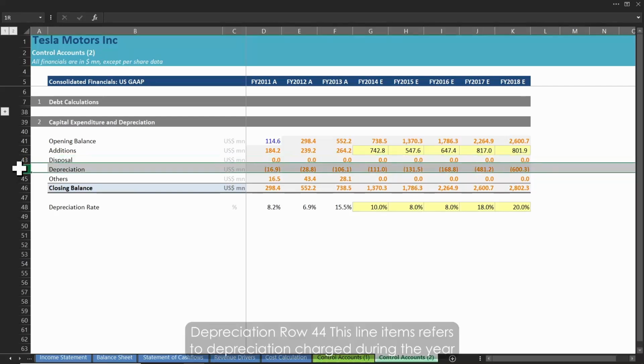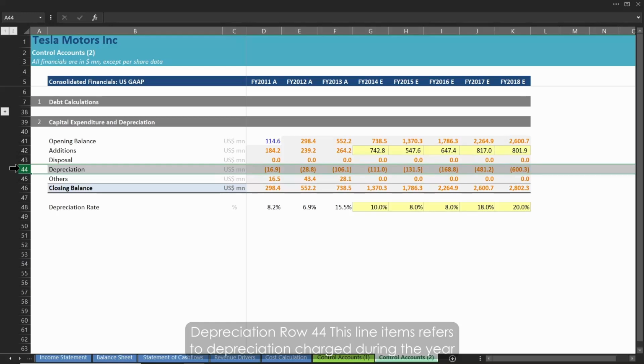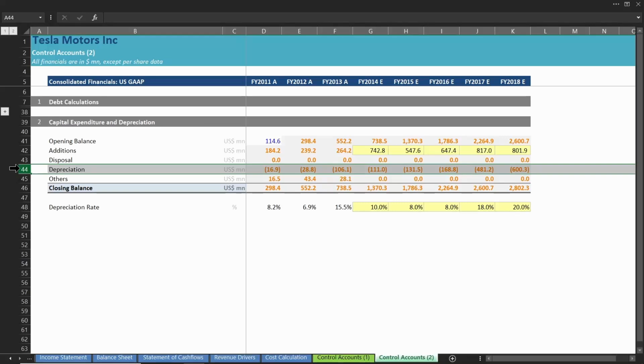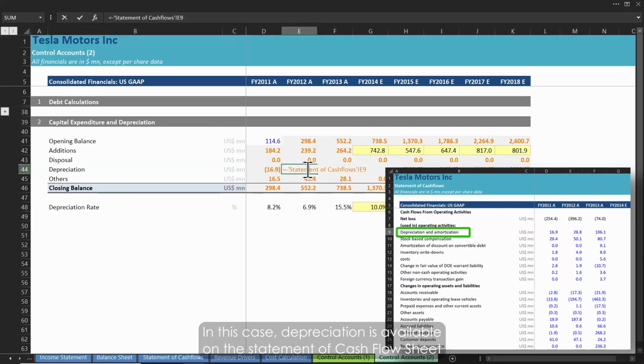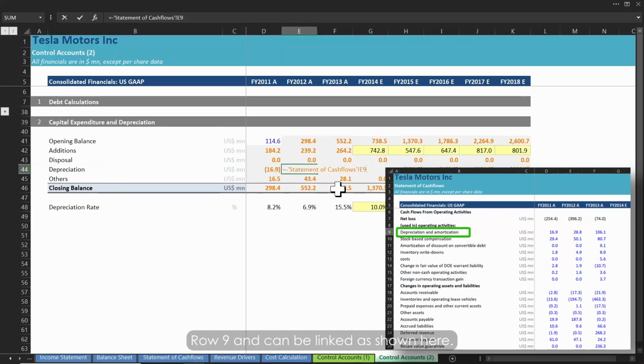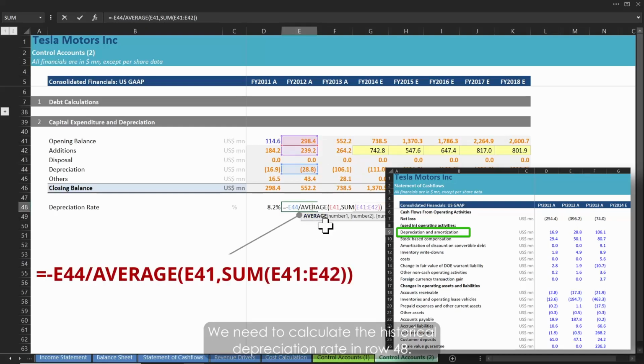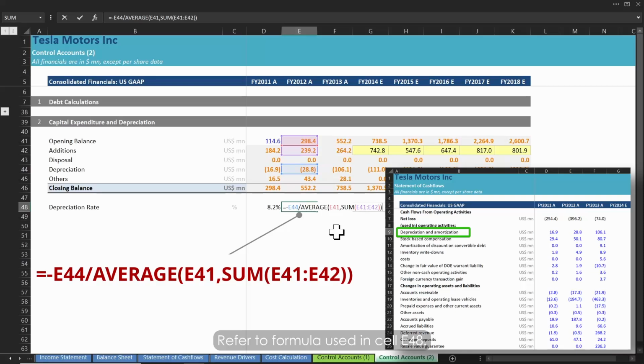4. Depreciation, row 44. This line item refers to depreciation charged during the year and is sourced from cash from operations section of the cash flow statement. In this case, depreciation is available on the statement of cash flow sheet row 9 and can be linked as shown here. We need to calculate the historical depreciation rate in row 48. Refer to formula used in cell E48.